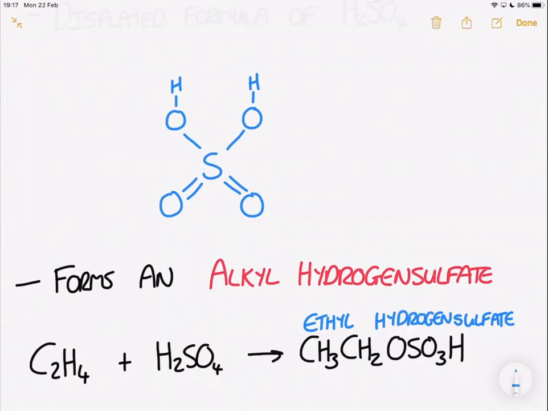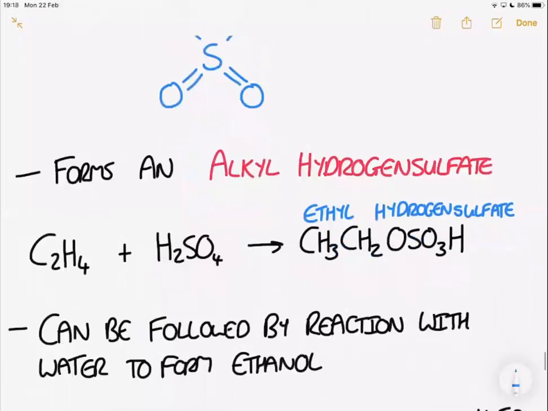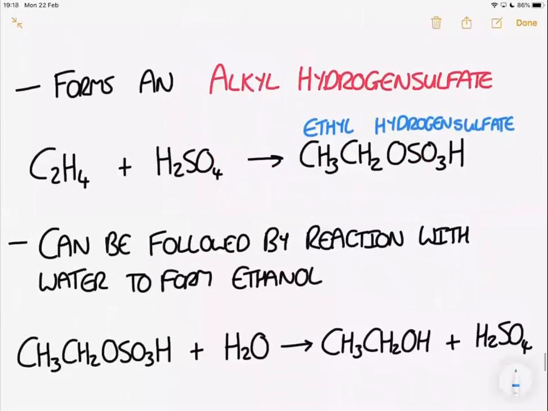Why do we care about this? Well, the end point, or the end game, a lot of the time is what can you do with this? After you've made an alkyl hydrogen sulfate, like ethyl hydrogen sulfate, you can add water to form ethanol. Now, there are other ways of making ethanol that we'll look at later on, but this is the relevance of this reaction.